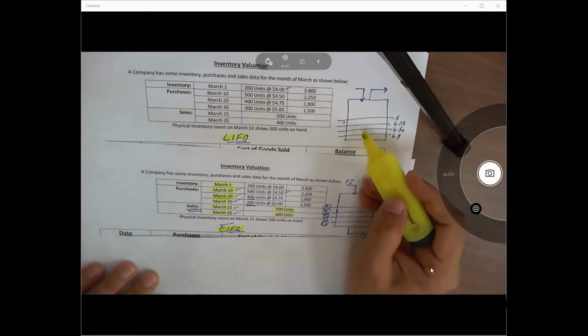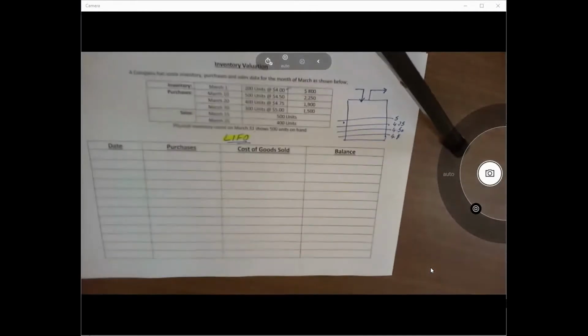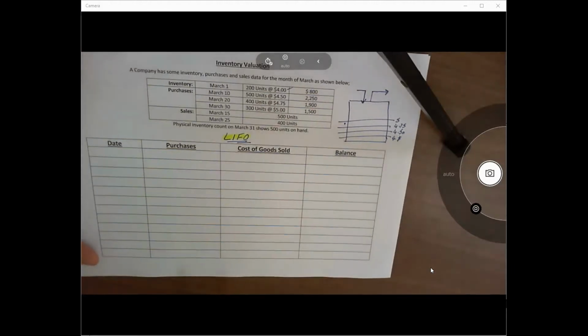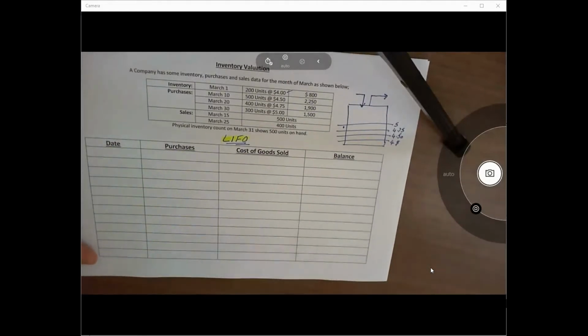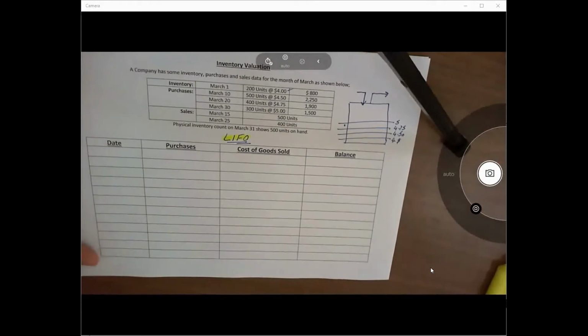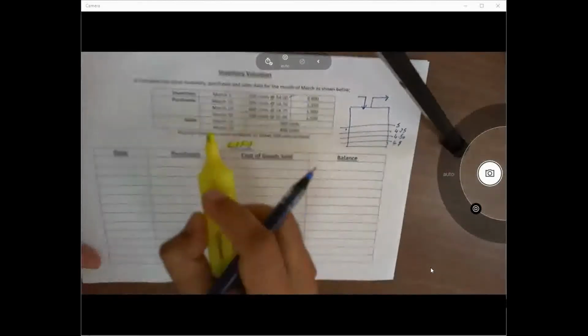Let's try to do the same example over here under the LIFO method. Under LIFO, we are exactly doing the same question. There is no change in the question. In the LIFO method, let's follow the same technique which we followed in the FIFO method. We are first of all going to go according to the time period, chronologically.